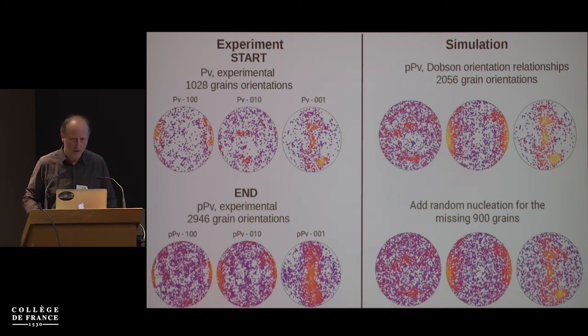We were losing powder, and we think some grains are nucleating from this powder. So we just add them. We add 900 grains that are nucleating from the powder. We add them randomly. So when I add the 900 randomly nucleating grains to my simulation of phase transformation, I get a figure which is actually pretty close to what we measure experimentally. It's not perfect, but most of the features are there.